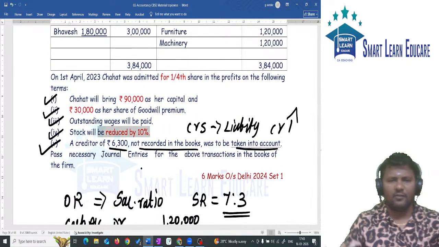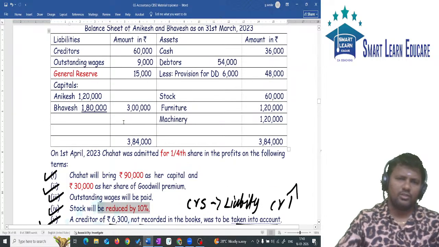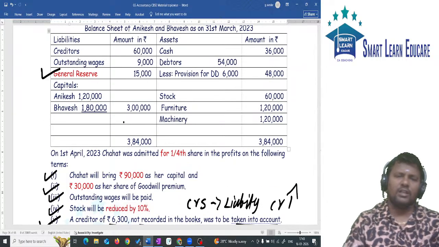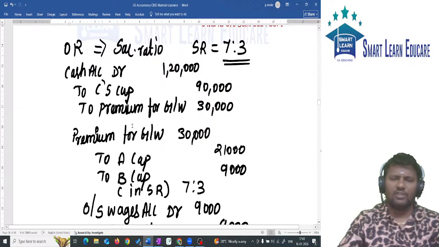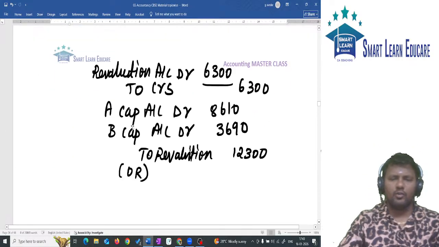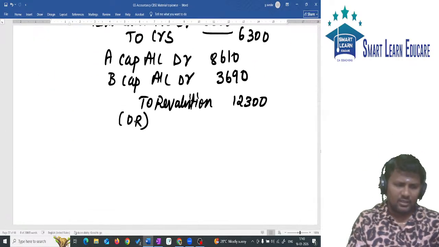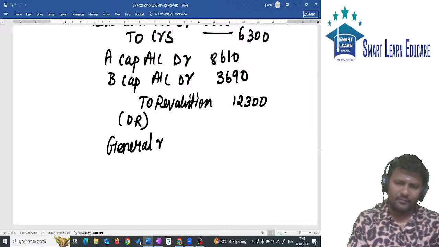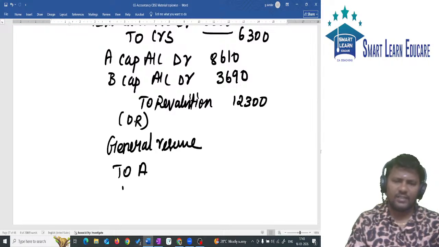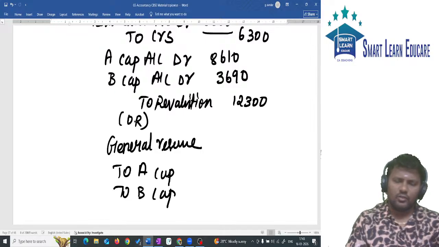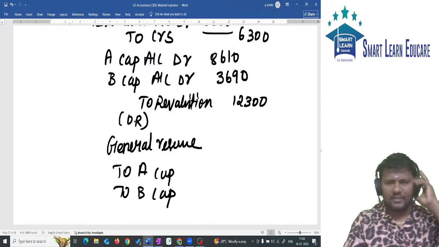So we passed the entry for revaluation. In addition to this, you should pass one more entry. What is the entry? You should pass entry for transfer of general reserve. General reserve should be transferred to partner's capital. General reserve is given in balance sheet liability side. What is the entry for transferring general reserve? It is general reserve account debit to partner's capital, to A's capital and to B's capital.